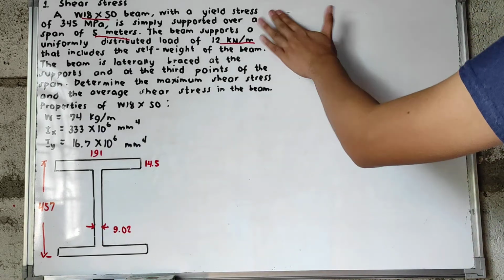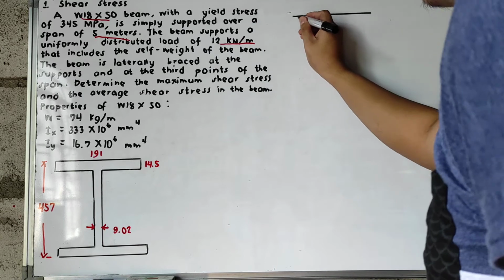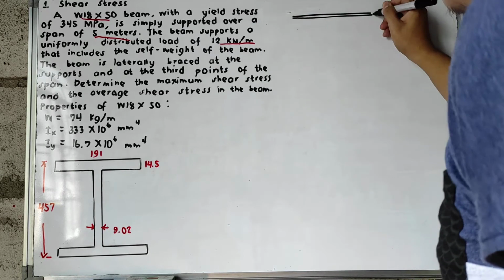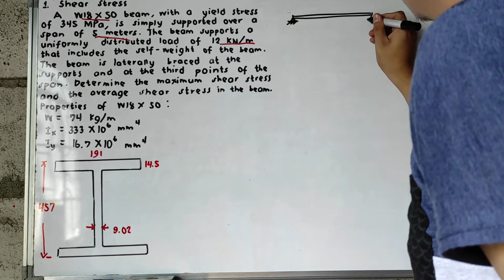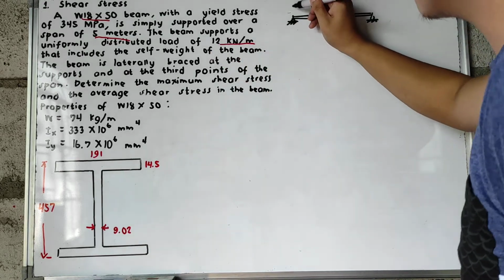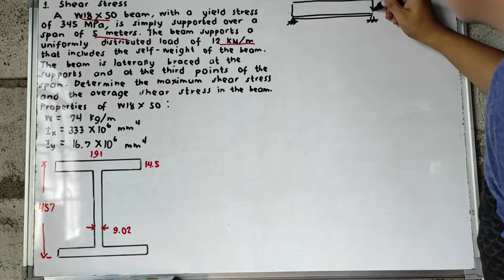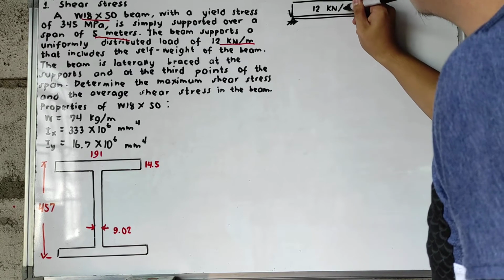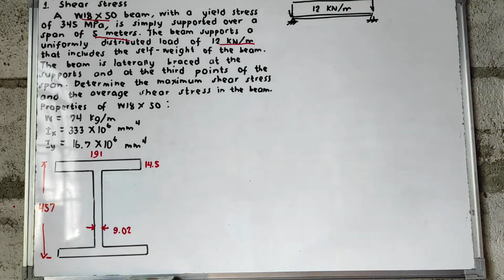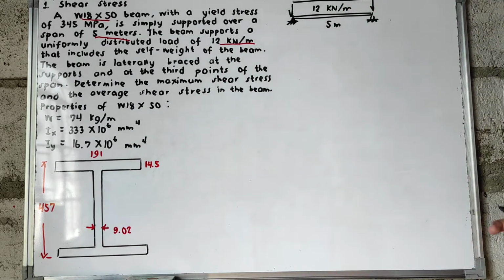Okay, sorry for the drawing. So let's consider a certain beam. A simply supported one. So meron tayong naka-apply dito na 12 kilonewton per meter. So this is 12 kilonewton per meter. And the length of the simply supported beam is 5 meters.